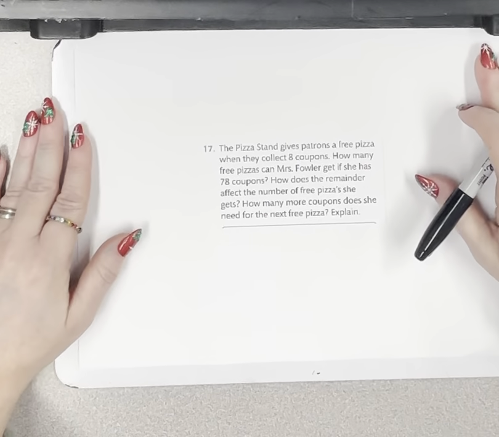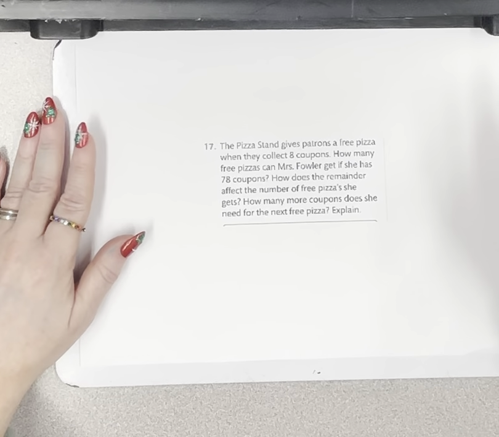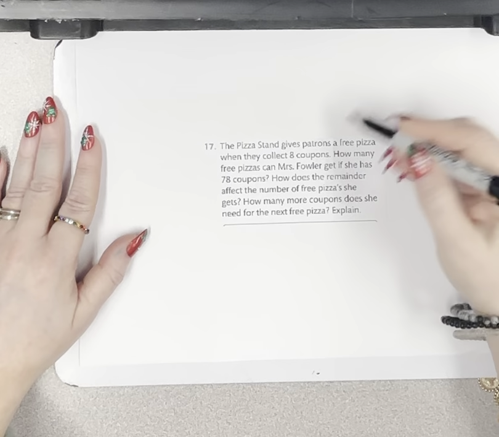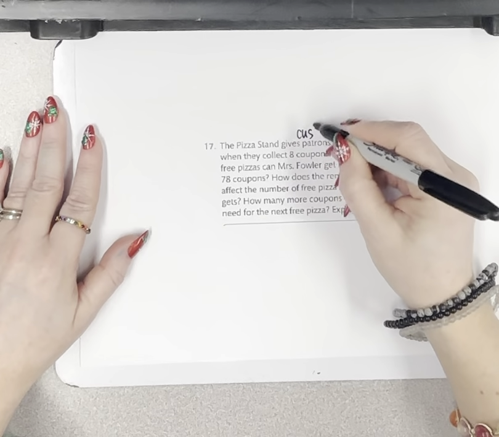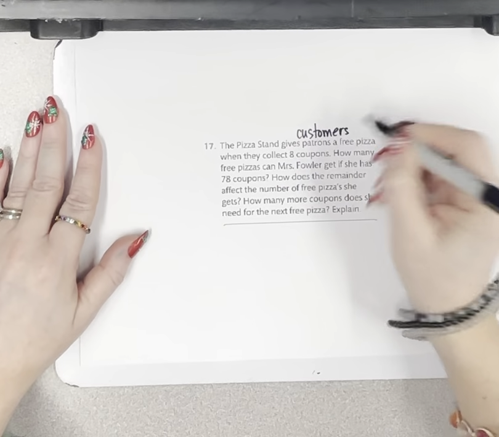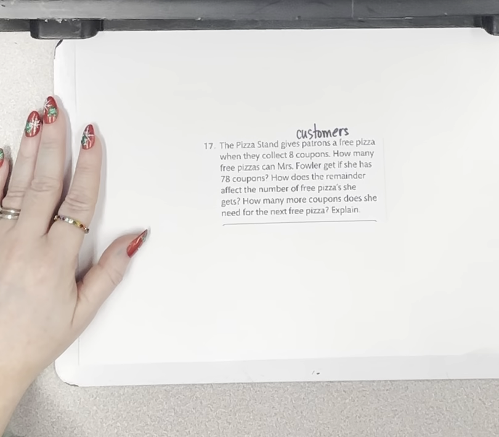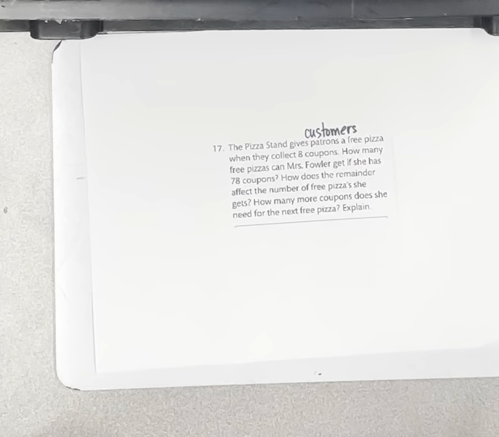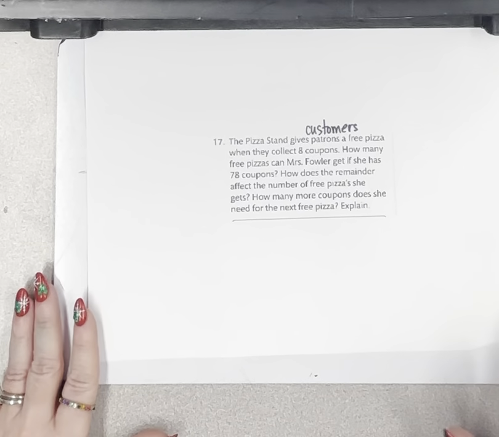The pizza stand gives patrons a free pizza when they collect 8 coupons. Patrons are customers, okay? I don't know if you knew that word, but customers, right? People who shop there and eat there. When they collect 8 coupons. So for every 8 coupons, they give you a free pizza. How many free pizzas can Mrs. Fowler get if she has 78 coupons?